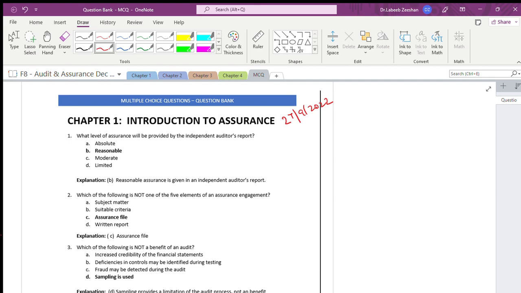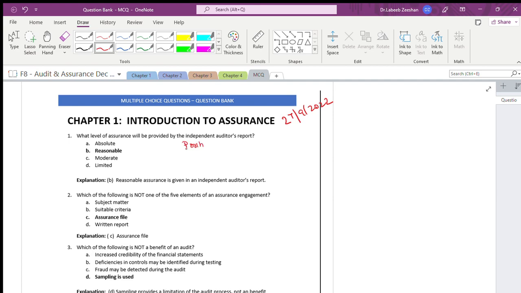What is the level of assurance provided by the independent auditor? Is it right? What is the level of assurance an independent auditor will provide? First, you have to make sure what the different types of assurances are. Is it right? What other assurances are there?